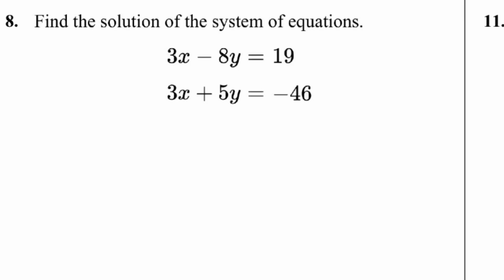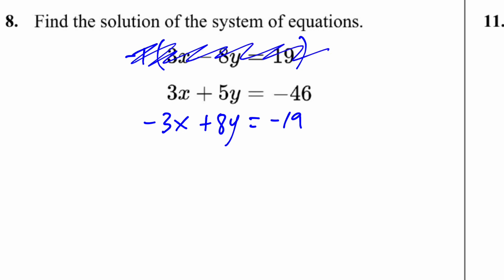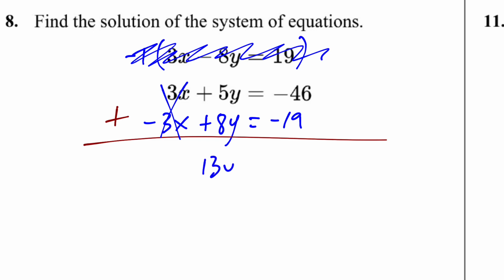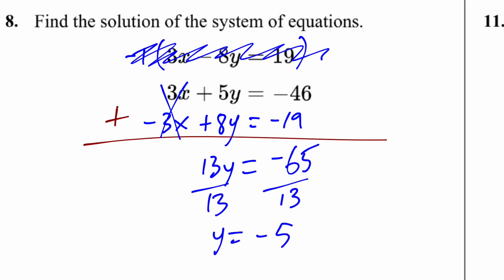Number 8, I'm looking at the x column, and I'm going to multiply the top one by negative 1. That way, after I do so, I have negative 3x. This turns into plus 8y, and this turns into negative 19. I cross it out, and I'm going to add my columns straight down. The x's go away. I have 13y is equal to negative 65. If I divide both sides by 13, I get y is equal to negative 5.